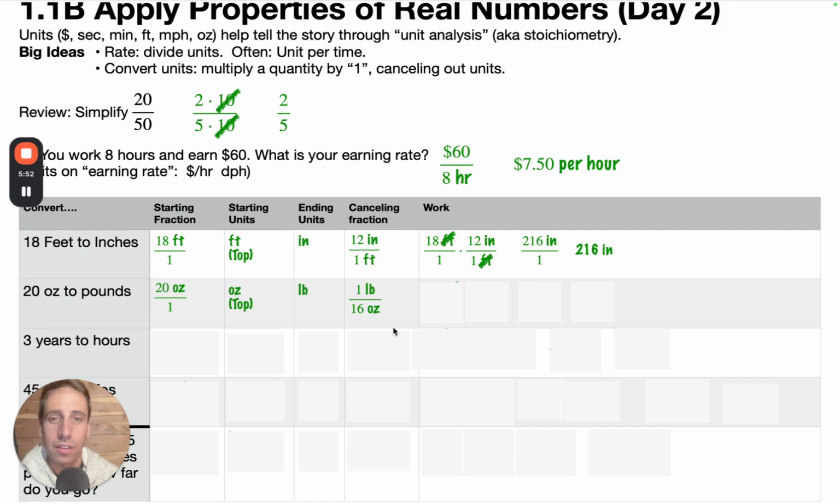So the work looks like this. You write out your starting fraction, and then you write out your canceling fraction, and then you notice that these ounces are going to cancel, and you have 20. And then when you multiply across, you're left with 20 pounds over 16, which you can grab a calculator if you want and turn that into 1.25 pounds, 20 divided by 16.